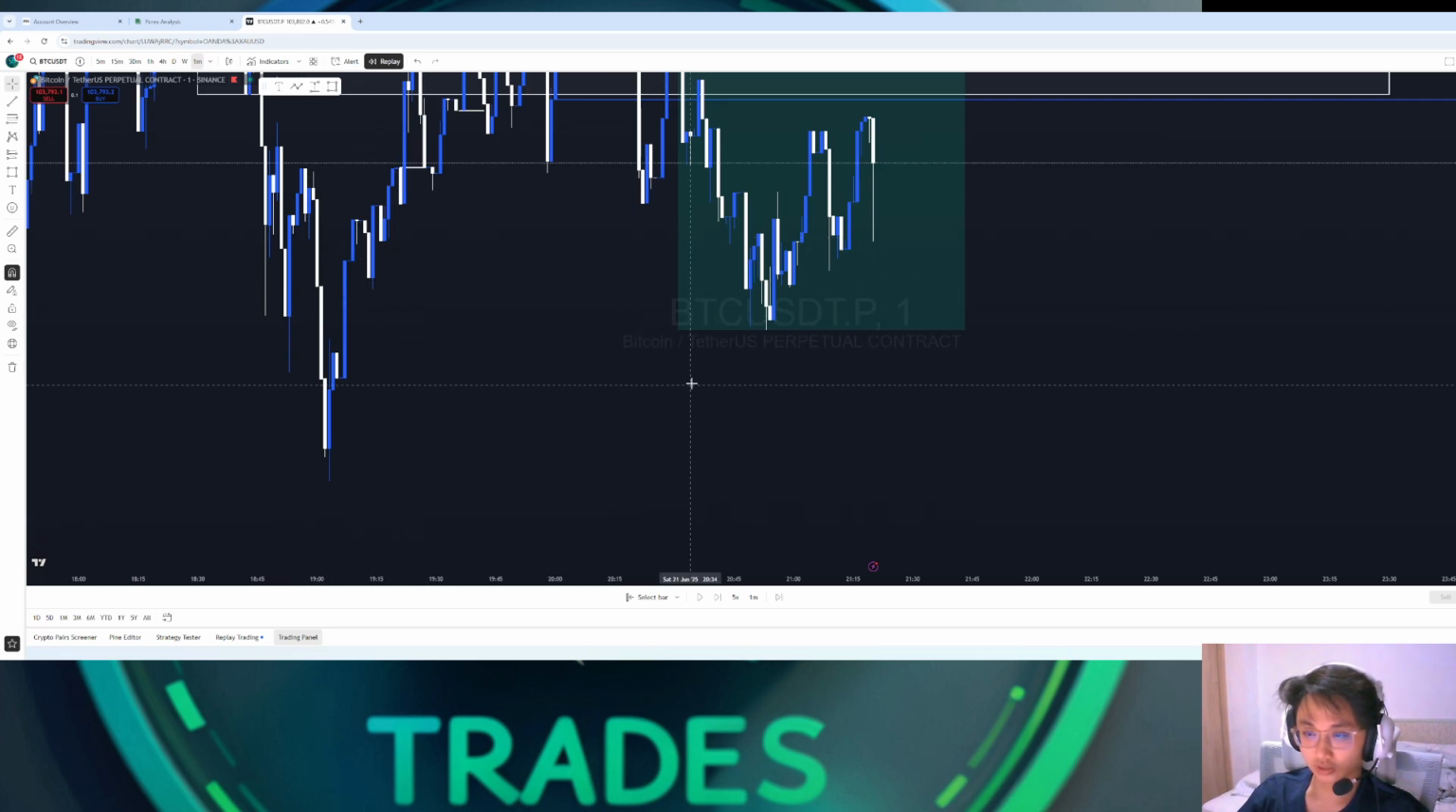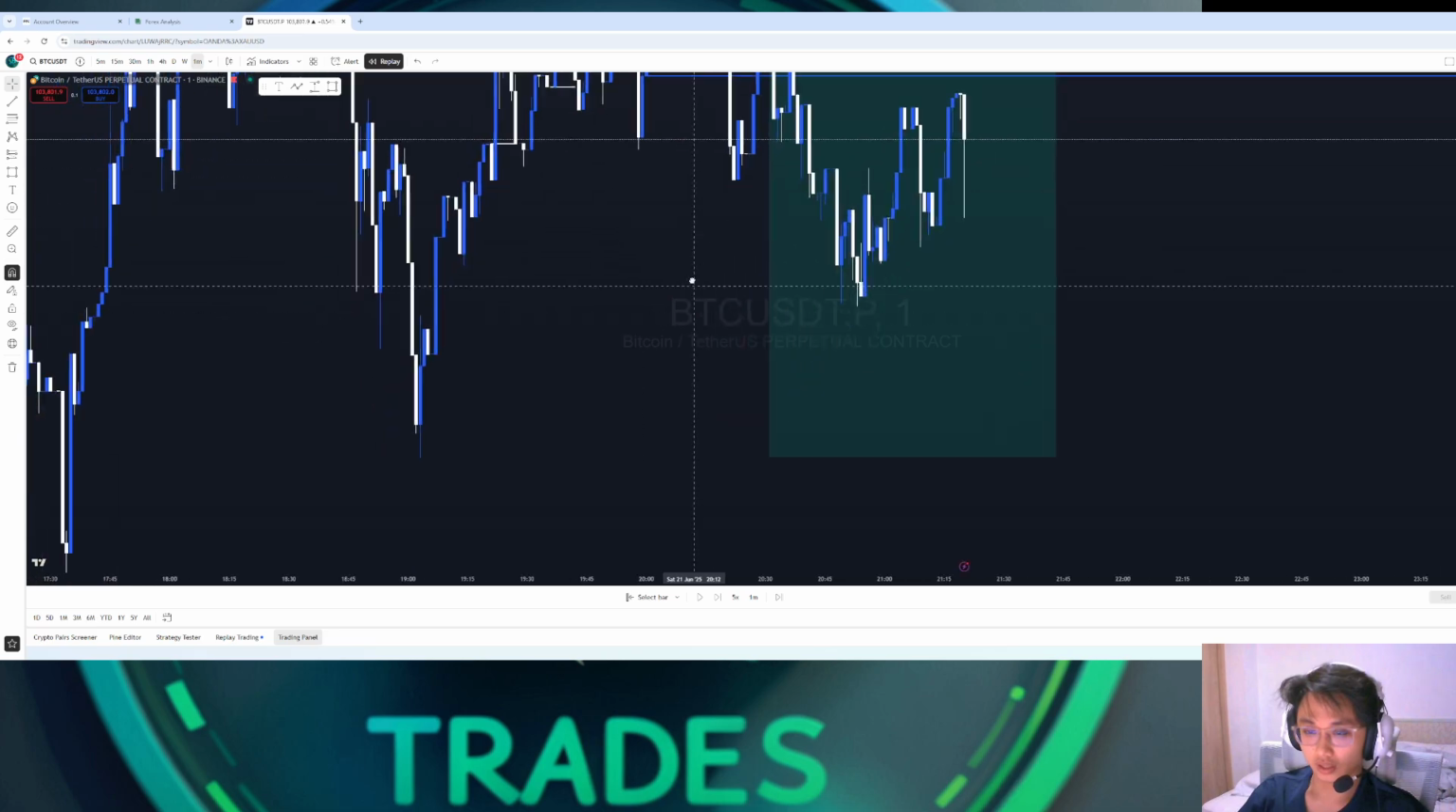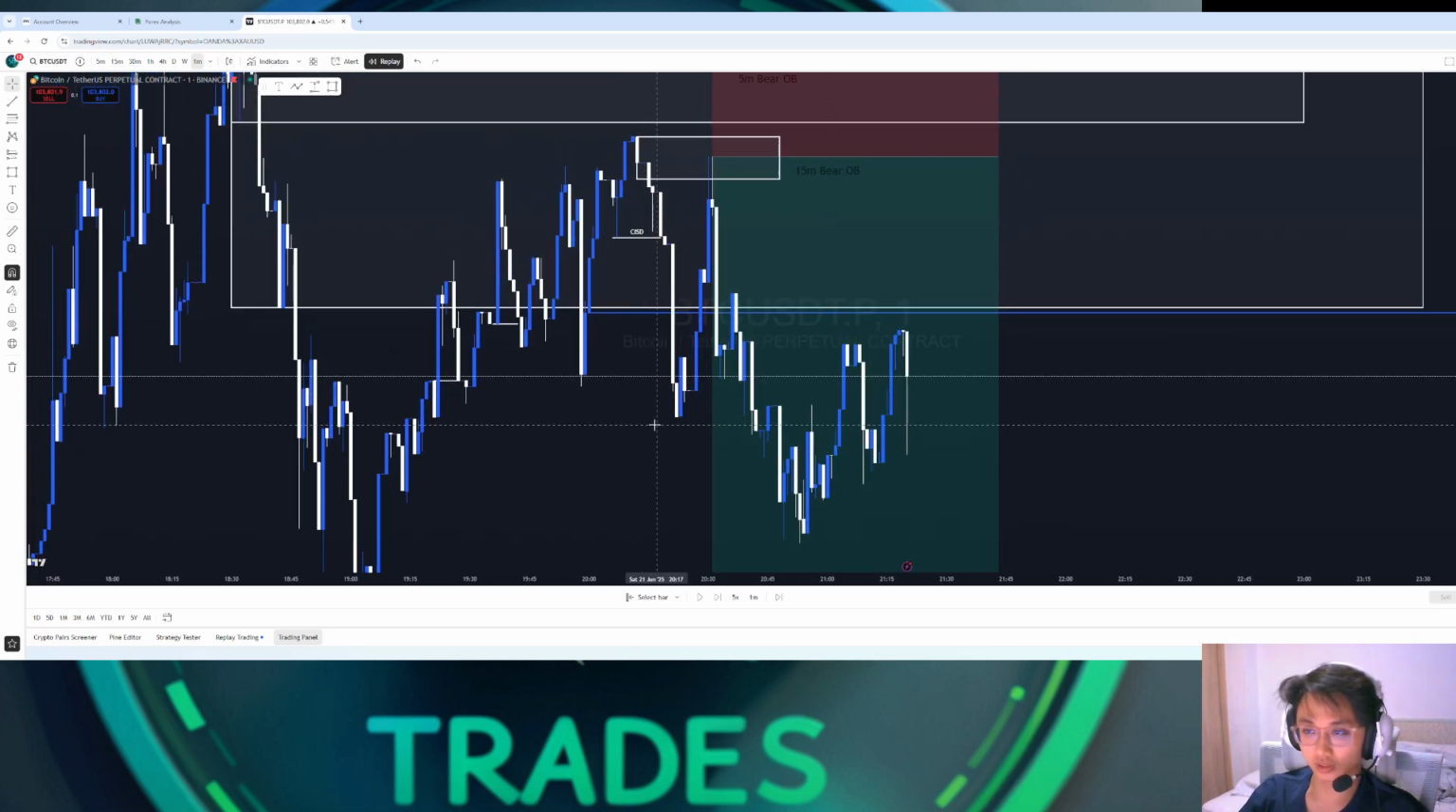We reacted off this bullish fair value gap, but expect price to hit towards this place. Let's see how it goes.